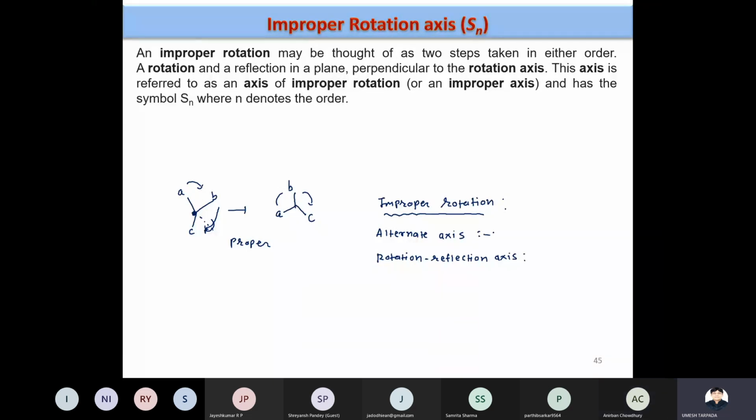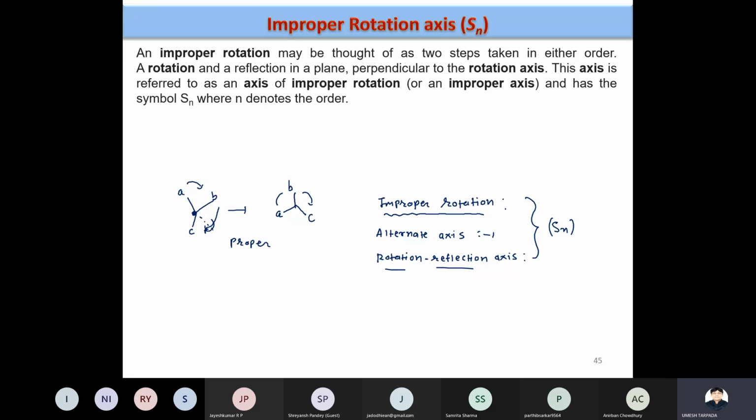Audible. Okay, fine. Good. So see, this is called the alternate axis, or you can say rotation reflection axis, or improper rotation axis. All these are the same phenomenon. It is represented by Sn. So here two processes take place, and after those two processes, you check whether you are getting an equivalent position or not. The first process is a rotation, and the second process is a reflection. First, you give a rotation at a particular angle, as in the proper rotation axis. After that, you go for a reflection.